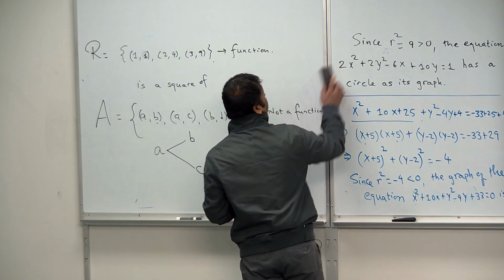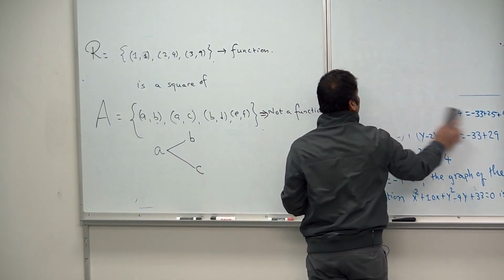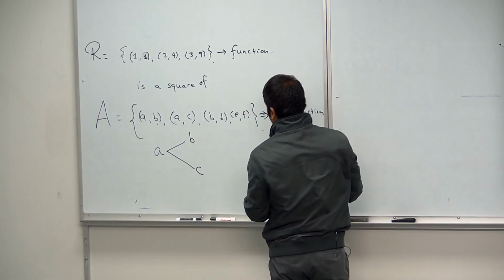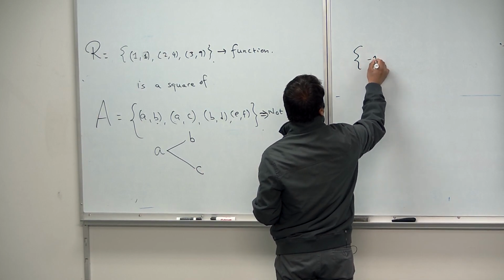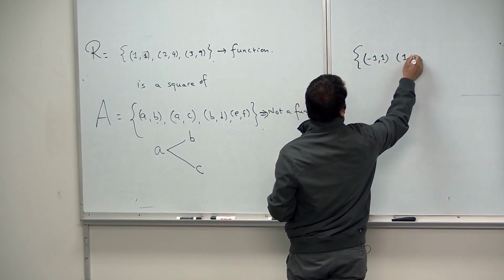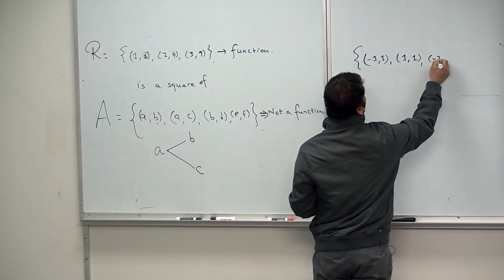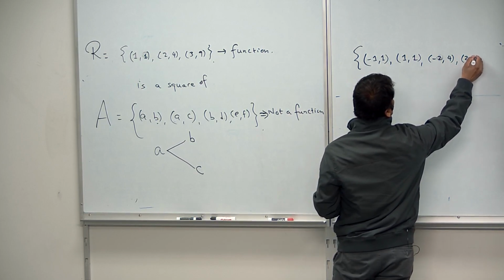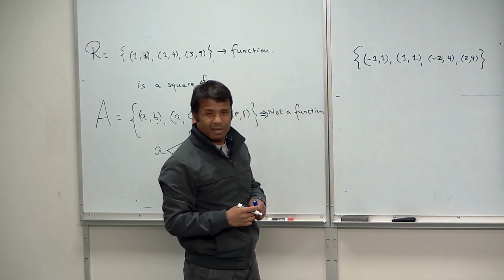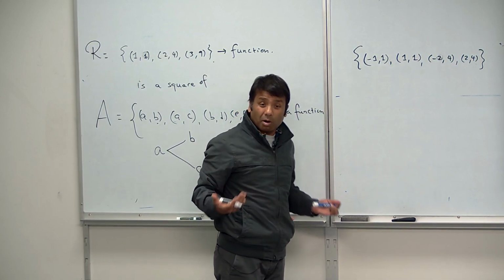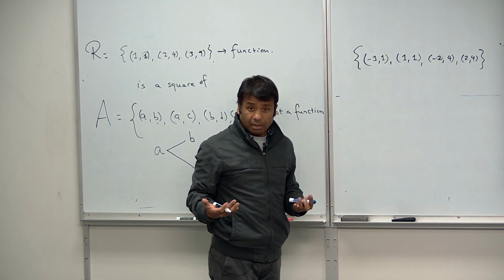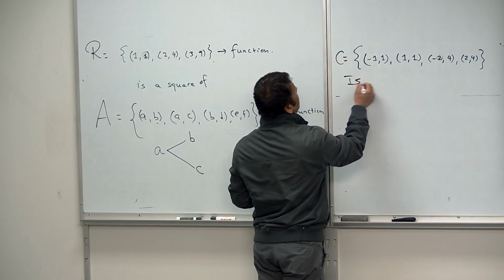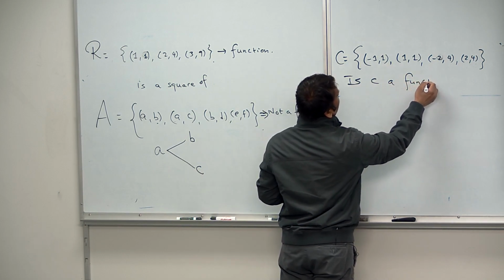But remember that, let's say I have a set of ordered pairs like this: (-1, 1), (1, 1), (-2, 4), and (2, 4). So what do you think? This is a relation because it is a set of ordered pairs. Let's say this is the relation C. Is C a function?